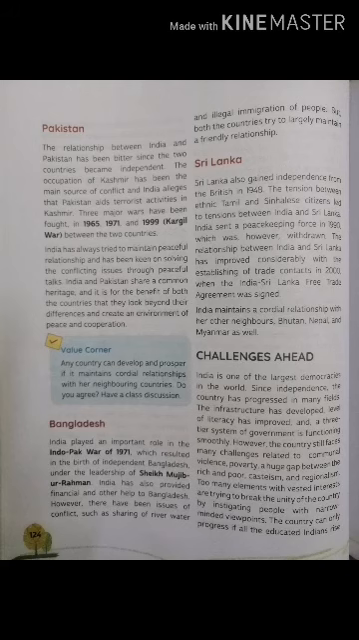However, there have been issues of conflict such as sharing of river water and illegal immigration of people, but both countries try to largely maintain a friendly relationship. It's not that they don't have any issues with Bangladesh. There have always been many issues, but they report them and then easily manage them, and they are still trying to maintain a healthy relationship.